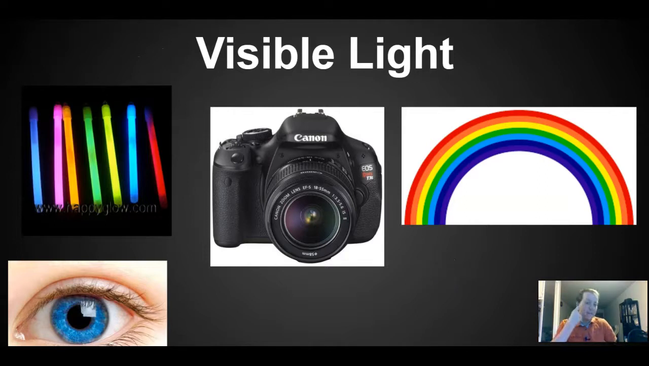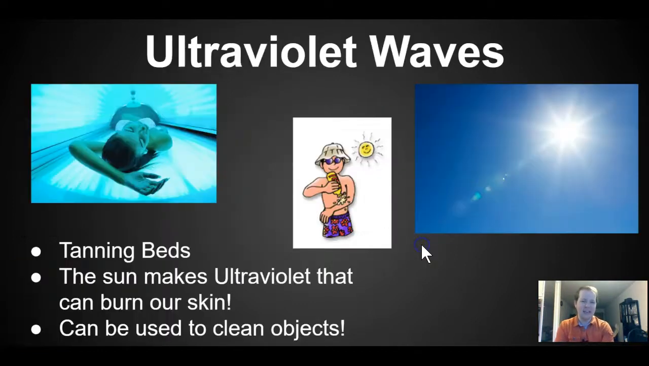Visible. This is easy. It is the type of light we can see with our eyes. Rainbows. Visible light. When you take pictures or when you see, you are detecting visible light. This is the only light that humans can see. All the other types we cannot see. Okay, ultraviolet. Ultraviolet waves.